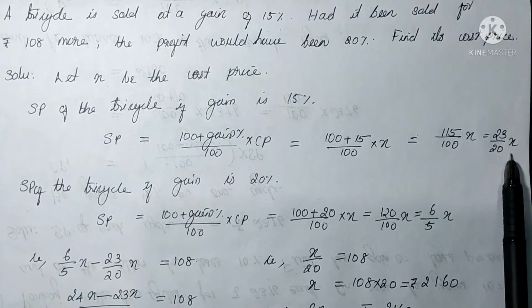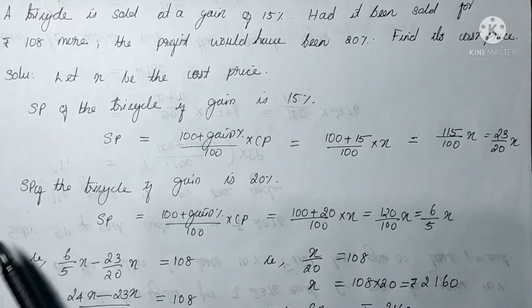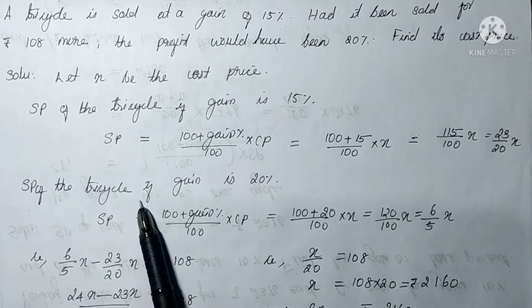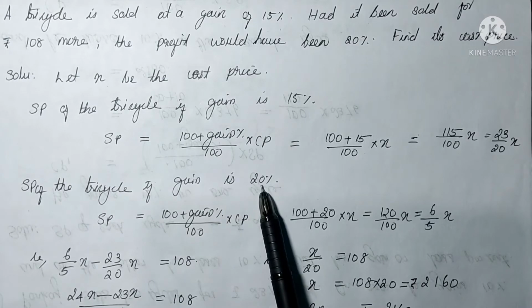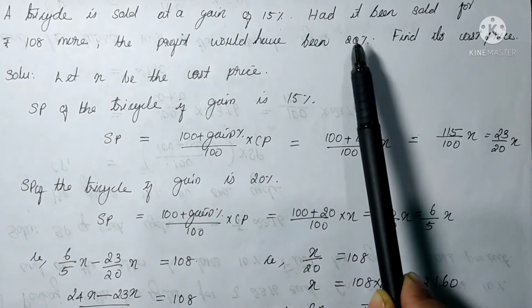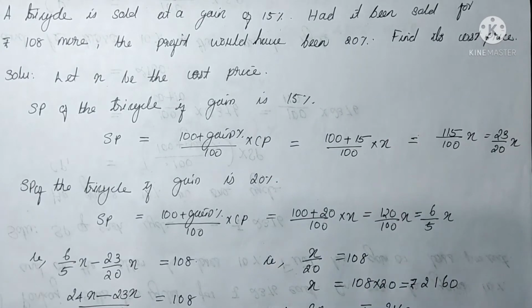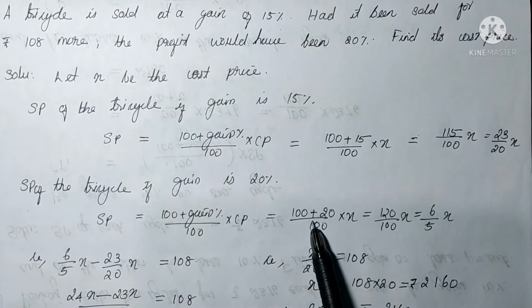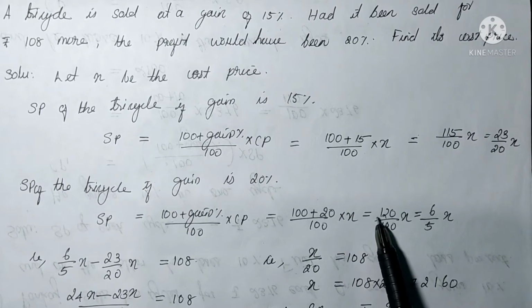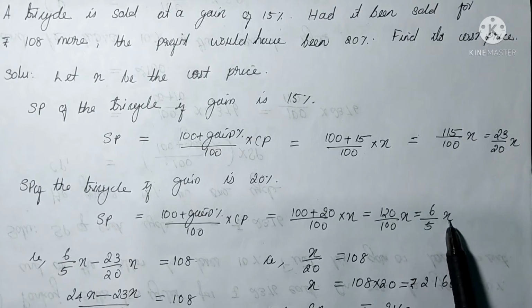Keep this one here like this only. We don't know the value of X, we will find it. Next one: SP of the tricycle if gain is 20%. Similarly, similar steps. SP is equal to 100 plus gain percent by 100 into CP. Substitute the values: 100 plus 20 by 100 into X. This is equal to 120 by 100 into X, which is equal to 6 by 5 X.